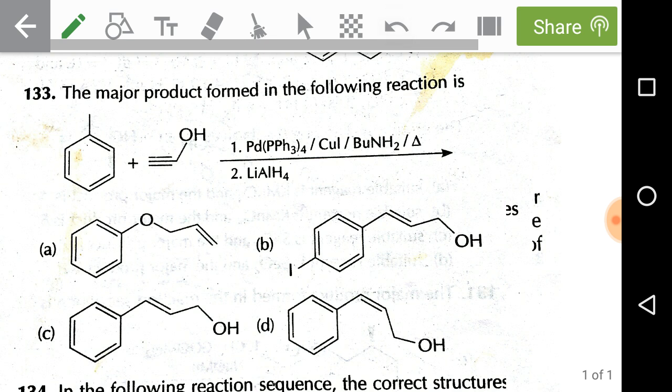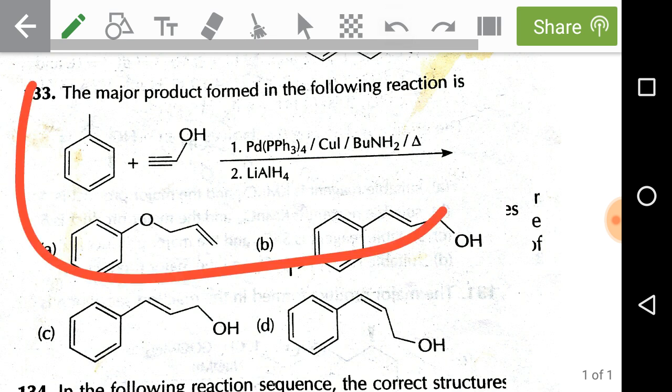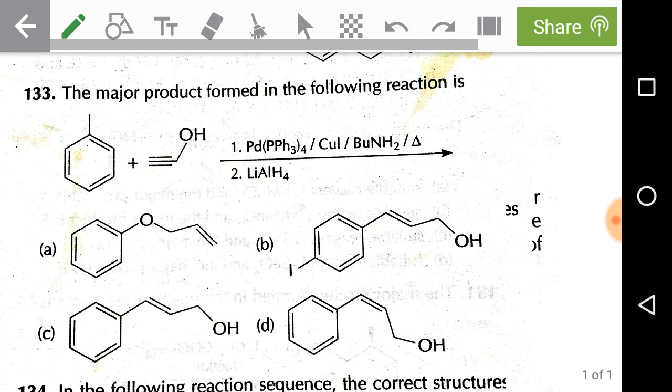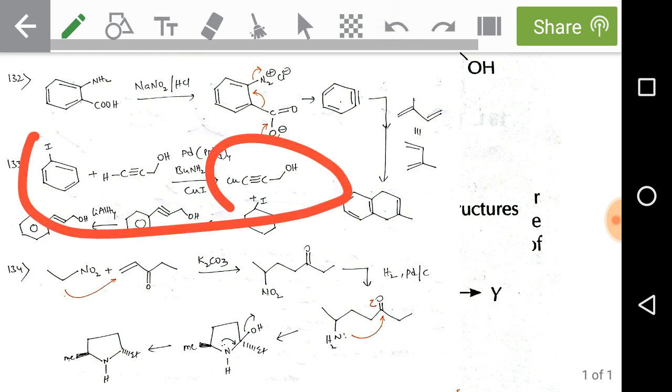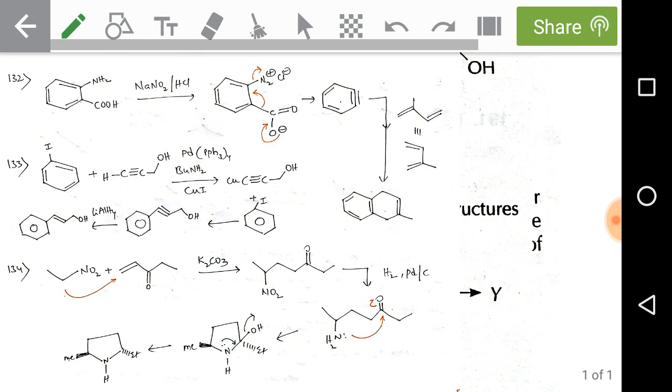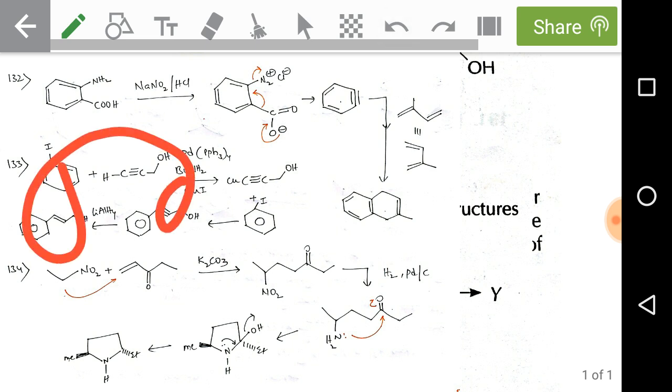And next question, the major product formed in the following reaction is the 133 question. Just observe here, we have given a palladium catalyst, followed by lithium aluminum hydride, and we need to find the correct product. So the first step is simply the copper is inserted onto that alkyne, followed by reacting with palladium catalyst. So simply here coupling reaction takes place, and further on reacting with the lithium aluminum hydride, the triple bond is reduced to double bond.